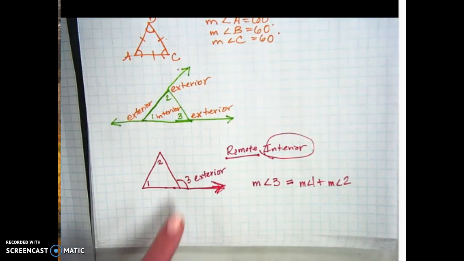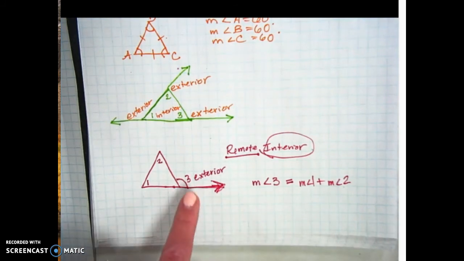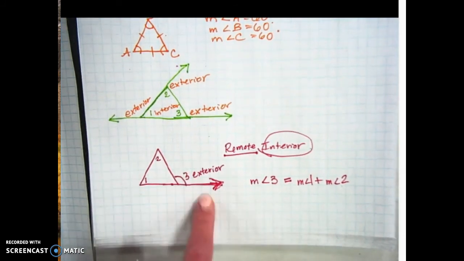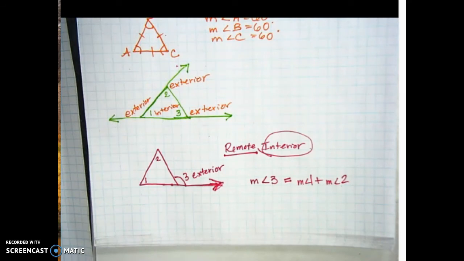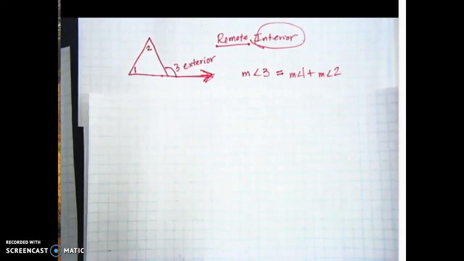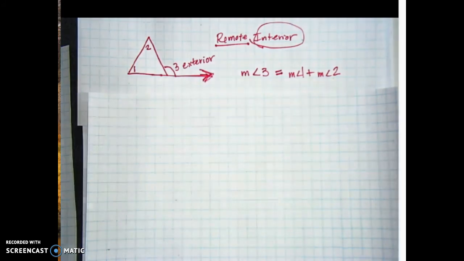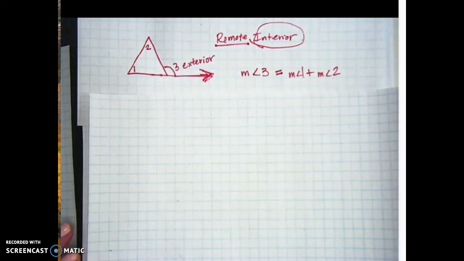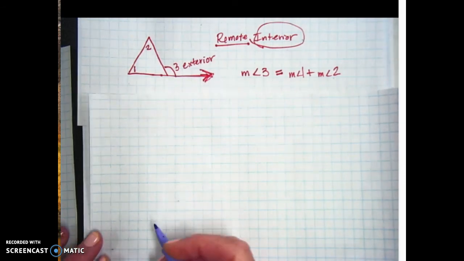Add those two together, that's going to be the same measure as that third angle, or that exterior angle. All right, I'm going to move this up. You'll see it in just a second. And we've got one more box to fill in before we do the examples. All right, that 6th box is called the third angles theorem.